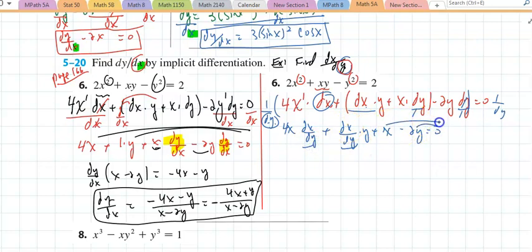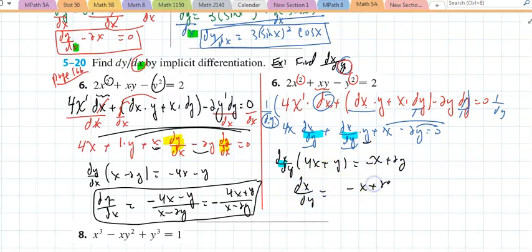So you're going to move those two to the right and factor a dx dy out of both of those. So that will be dx dy for 4x plus y, and on the right hand side I'll have negative x plus 2y, and dx dy would be negative x plus 2y divided by 4x plus y.